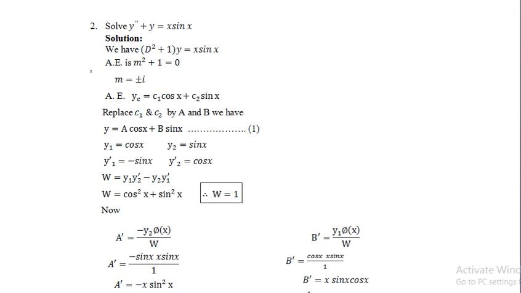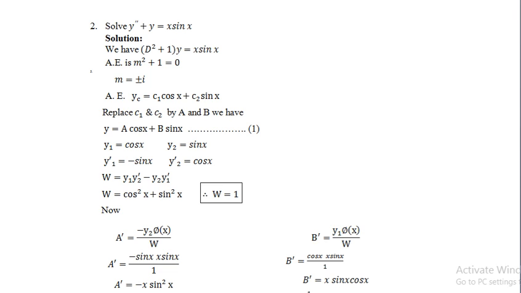Second example, solve y double dash plus y is equal to x sin x here. So the symbolic form of this equation is d square plus 1. D square denotes y double dash and y is common. So d square plus 1 into y equal to x sin x. Its auxiliary equation is m square plus 1 equal to 0, and the roots are m square equal to minus 1, or m is equal to plus or minus i. So the roots are complex, and here the real part is absent.